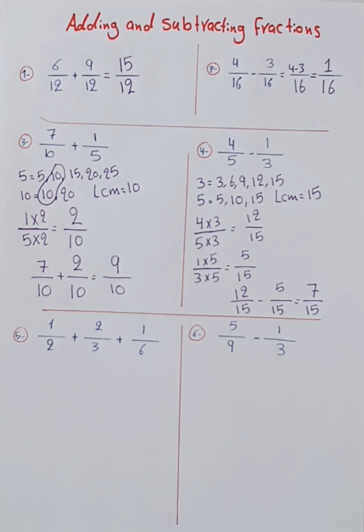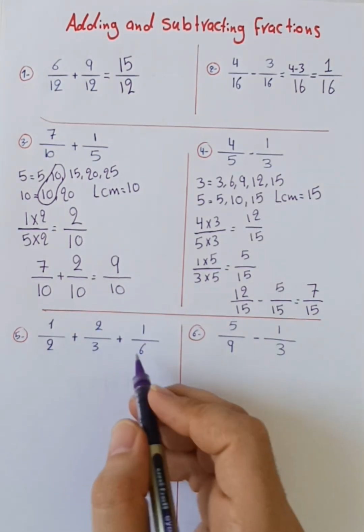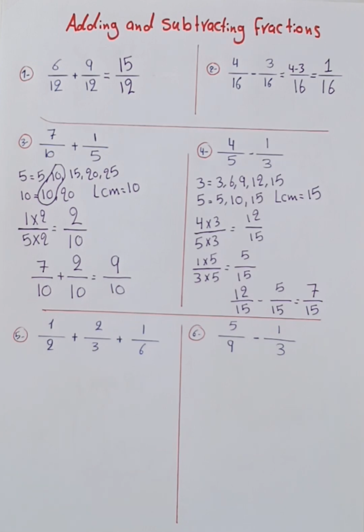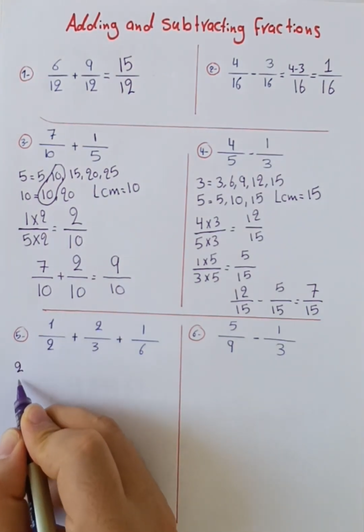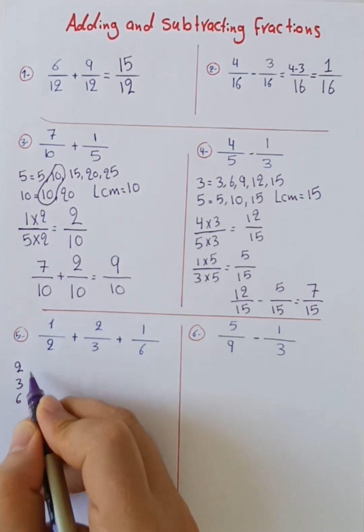Example number 5, we have 3 fractions and they are not like fractions. We have different denominators, 2, 3, 6. First of all, we have to find the least common multiple for the denominators 2, 3, 6.